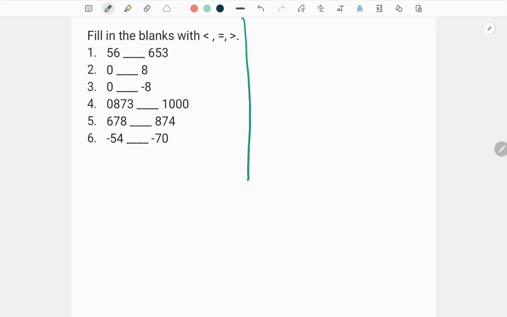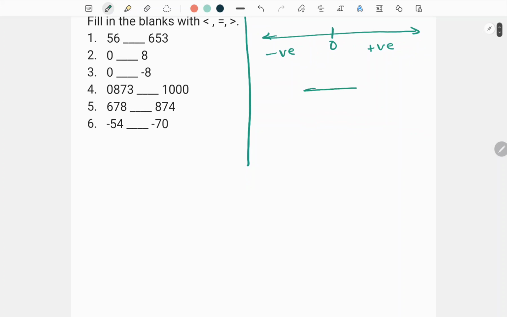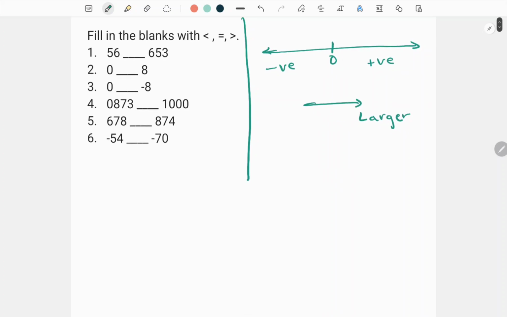So the way to think about comparing numbers is I always try to picture the real number line in my mind. There is a 0, there are positive numbers, and there are negative numbers. And so the smaller numbers are on the left and the larger numbers are on the right. So the further right you move on the real number line, you will see bigger and bigger numbers, and the numbers on the left are negative numbers, or the numbers that are smaller.